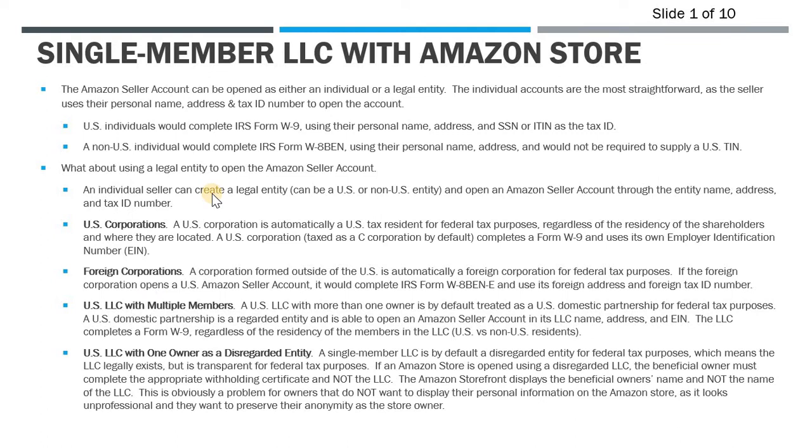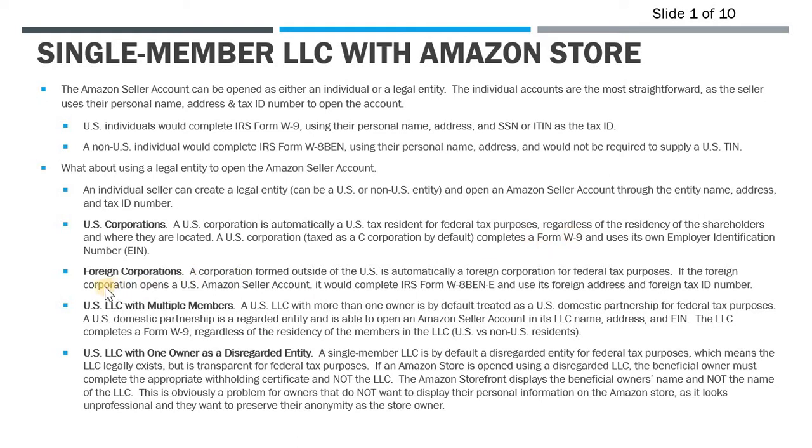So if we set up a legal entity to open the Amazon seller account, what are our options? Okay, so let's look at a U.S. corporation. A U.S. corporation, so let's say a Delaware Corp, is automatically a U.S. tax resident for federal tax purposes. And this applies no matter how many shareholders you have or where they are resident. So if you go to open an Amazon seller account with a U.S. corporation, you're going to complete a W-9 and you're going to use the corporation's name, address, and EIN. And that's because the corporation is a regarded entity, meaning it's standalone from the owners, and it is a U.S. tax resident, so you're completing the Form W-9.